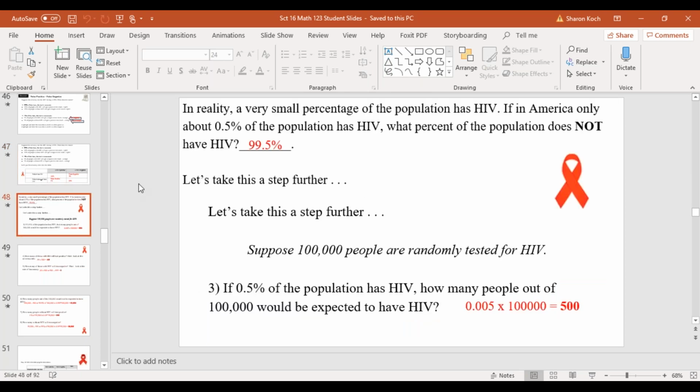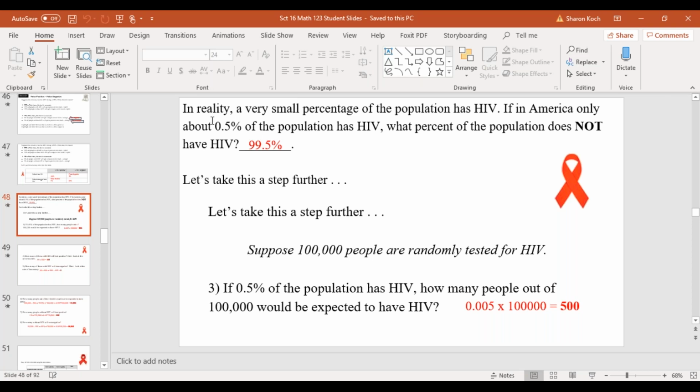Okay, so let's take a look. Now, in reality, only a small proportion of the population actually would have HIV. 0.5% actually. That's a very small percentage. So if only a half of a percent of people would actually have HIV in America, what proportion would not? Remember, both of these numbers would have to total to 100. That means 99.5% would not have the disease.